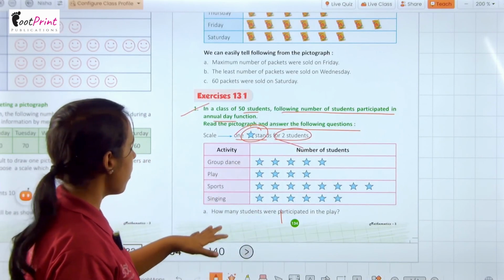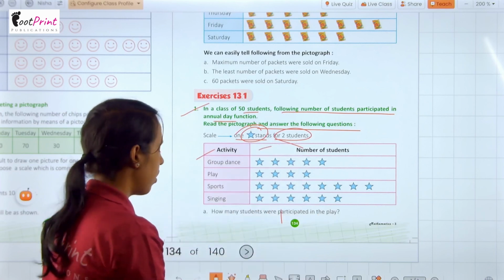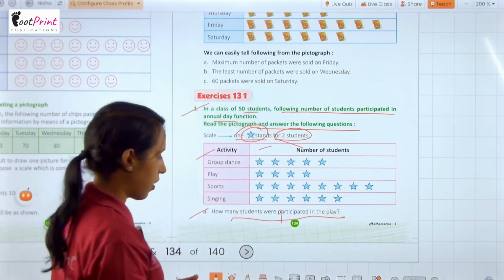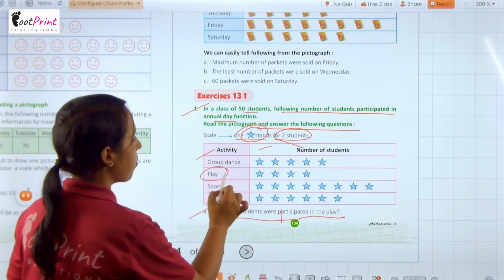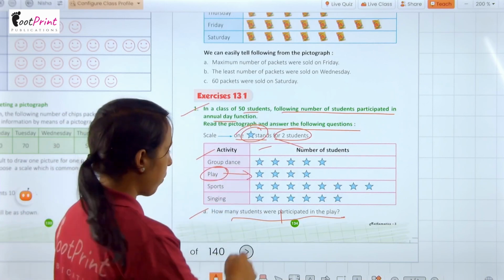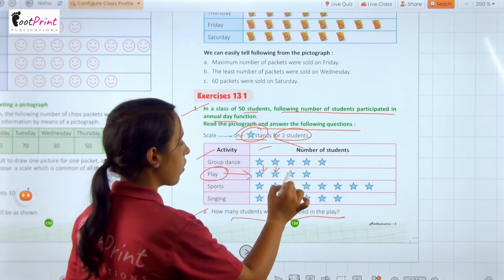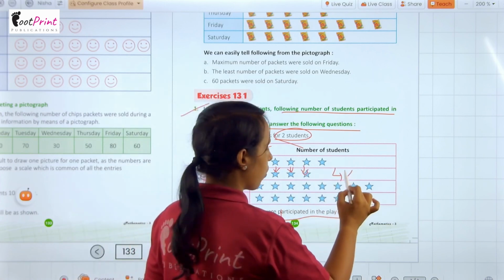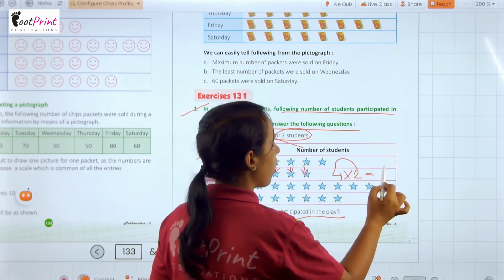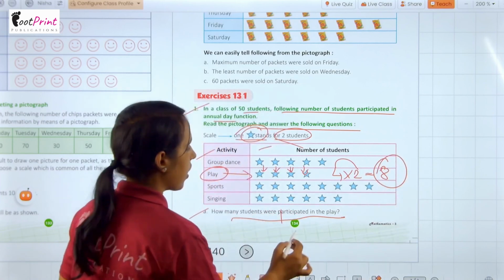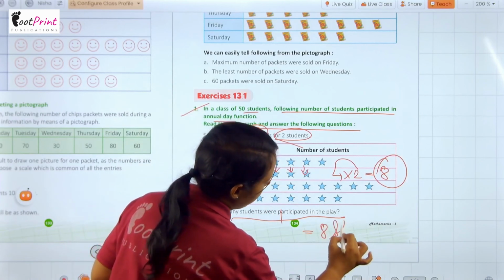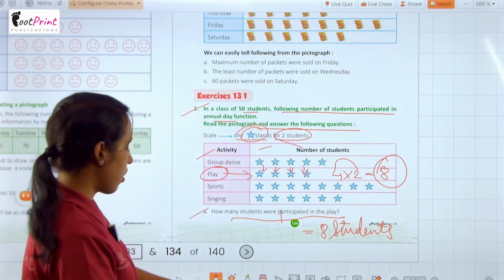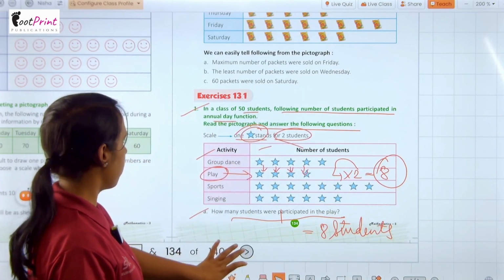Okay, so here we have a pictograph and here we have question, how many students were participated in the play. Play में कितने students ने participate किया. So here are 1, 2, 3, 4 symbols are there and one symbol is showing 2 items. So 4 twos are 8. So means 8 स्टूडेंट्स ऐसे थे जिन्होंने प्ले में पार्टिसिपेट किया है.